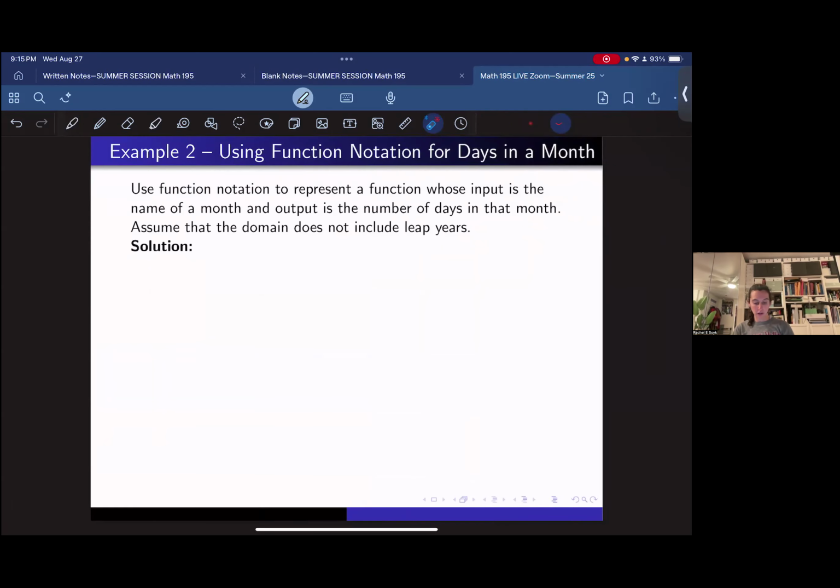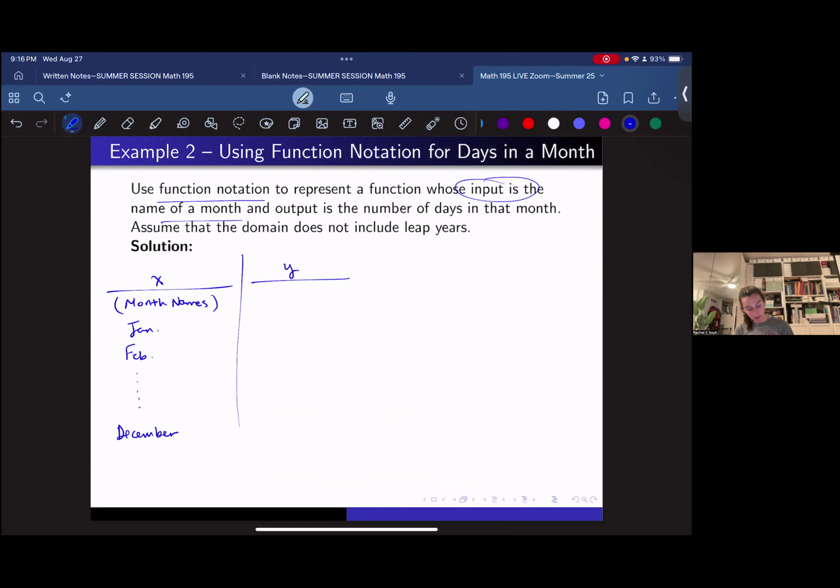Now let's go ahead and look at our second example where we want to use function notation to represent a function whose input is the name of the month. So our x values are month names. So think January, February, March, April, May, June, all the way up to December. And then our output value is the number of days in that month.